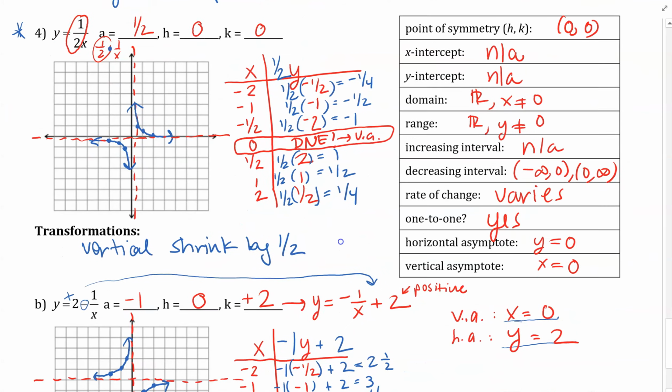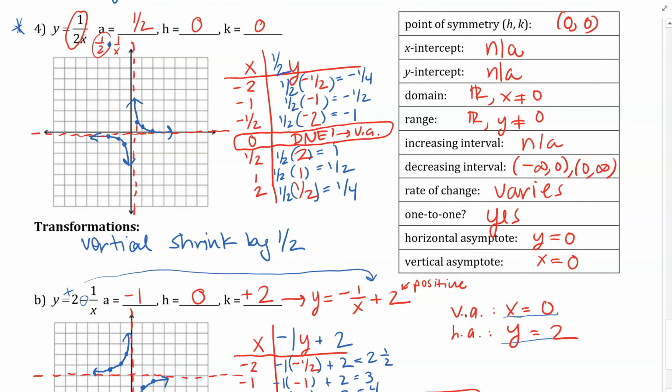Then in number 4, in the previous video, we had found the vertical and horizontal asymptotes were both at 0, and the point of symmetry was 0, 0. So we had already determined that, and our job today was to find intercepts, domain, range, and the rest. Well, this one is very similar to the parent function in that it has an asymptote on both axes, the x and y axis. So it has neither an x nor a y-intercept, so those were easy in a sense.